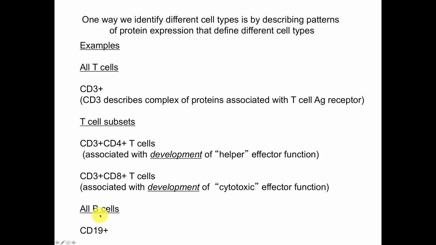The other example of proteins that are used to categorize lymphocytes that you'll see used clinically a lot of times is that B lymphocytes are largely defined by their expression of this protein called CD19. So if you hear a cell being called a CD19 positive lymphocyte, what that means is that it's a B lymphocyte.